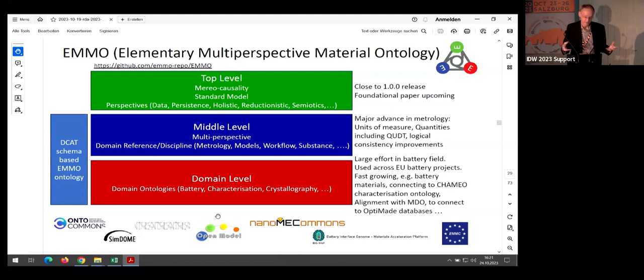And then at the middle level, you have things that are whole disciplines, typically reference ontologies like metrology, units, workflows, and so on. And there is now basically the whole of QUDT integrated in EMMO. And then at the domain level, there are very large developments, in particular in the battery area in European projects like BIG-MAP, and also in characterization, in crystallography, and so on. And also general standards like DCAT and Schema.org are being integrated in EMMO as well. So it is basically a foundation on which projects can build.